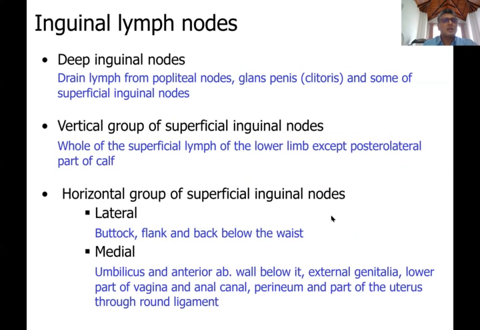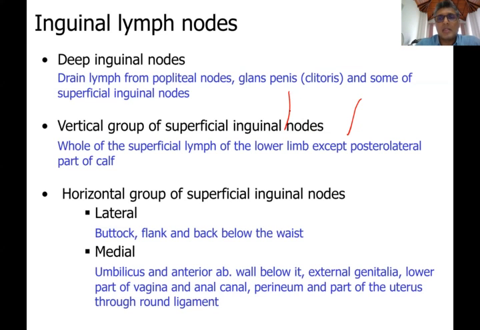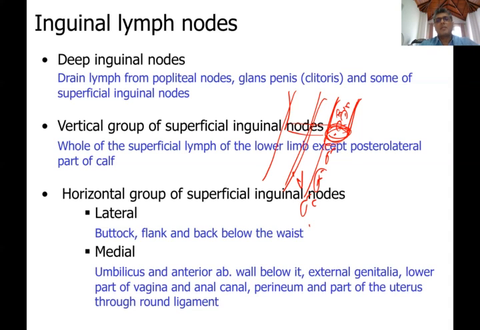If you read this slide, you can see the summary of all the areas drained by lymph nodes. Now, when it comes to deep inguinal nodes, which are in relation to the femoral artery, all deep lymph and the lymph from the popliteal nodes drain into the deep inguinal nodes. And if you remember, when we did the anterior compartment, we talked about the femoral sheath. You have the femoral artery, the femoral vein, and the femoral canal here. The deep inguinal nodes in relation to the femoral vein, the upper end of that will lie in the femoral canal.